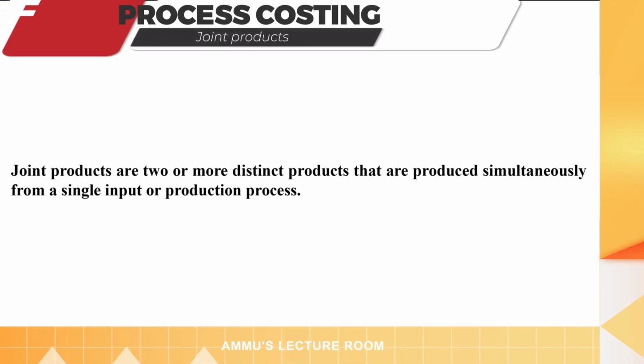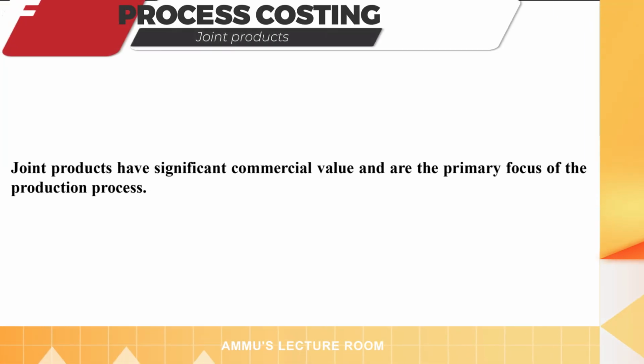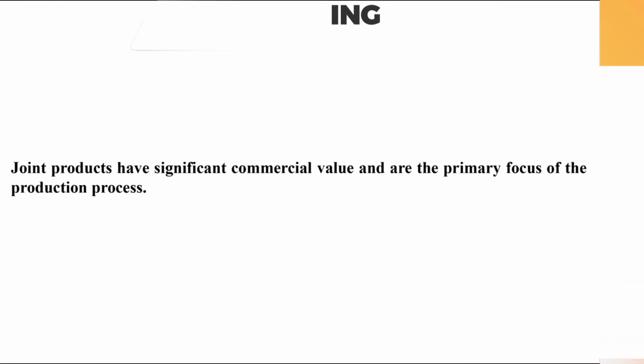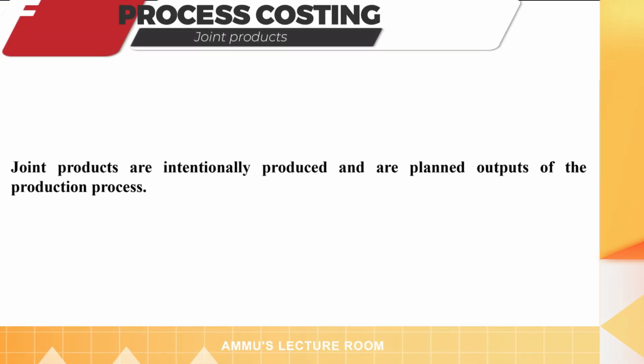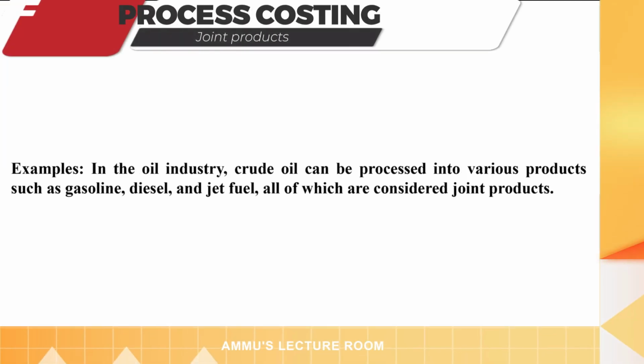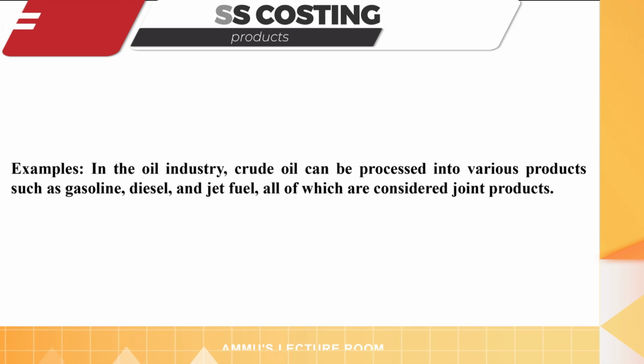Here, joint products are two or more distinct products that are produced simultaneously from a single input or production process. These joint products have significant commercial value and they are the primary focus of the production process. These joint products are intentionally produced and are planned output of the production process. For example, in oil industry, crude oil can be processed into various products such as gasoline, that's petrol or diesel, and jet fuel, all of which are considered joint products.